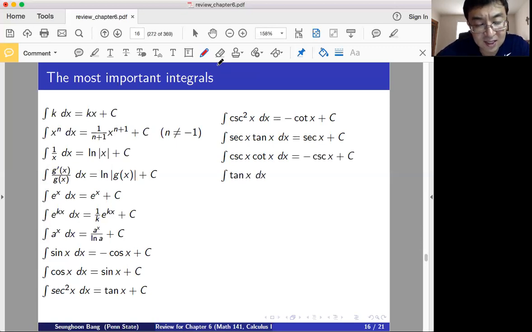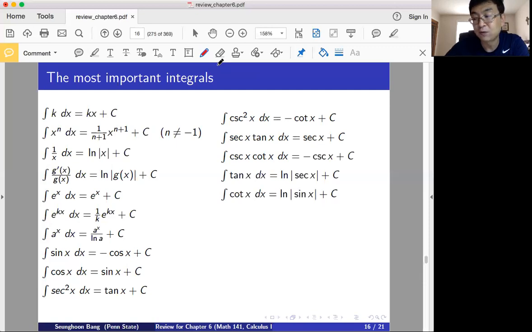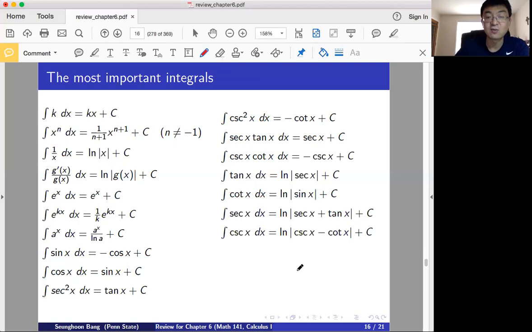So remember, what's the integral of tangent x dx? Do you know? Could you write your answer? It's good: negative ln of the absolute value of cosine x, or ln of the absolute value of secant x, plus c. The integral of cotangent x dx is very similar: ln of the absolute value of sine x plus c. The integral of secant x dx is ln of the absolute value of secant x plus tan x plus c. The integral of cosecant x dx is ln of the absolute value of cosecant x minus cotangent x plus c.